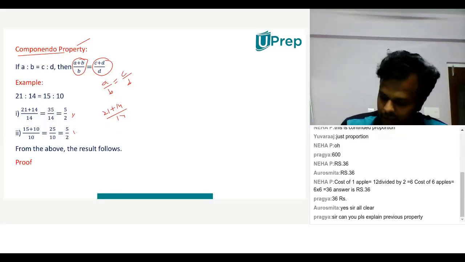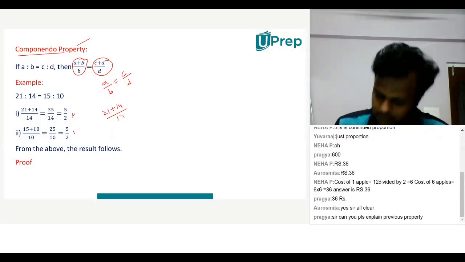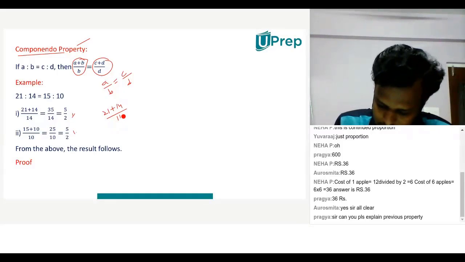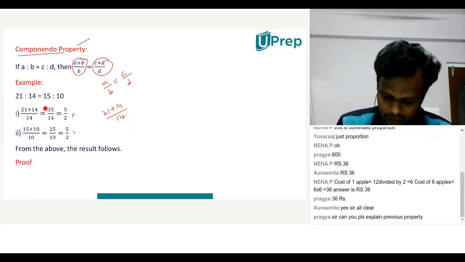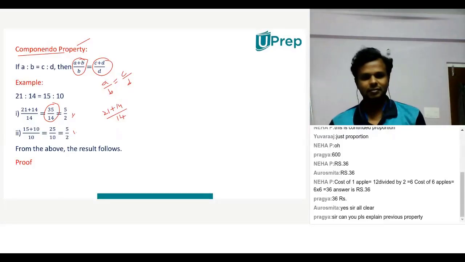What is the value of this, children? Sir, it is by 14. Is it 35? So this becomes 35 by 14. If I simplify this, I get it as 5 by 2.